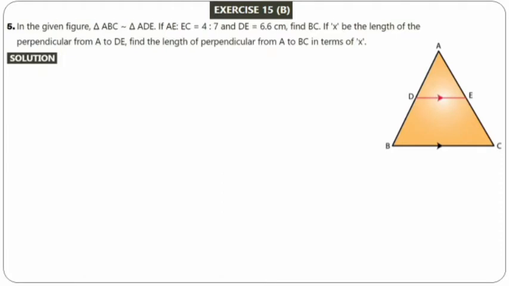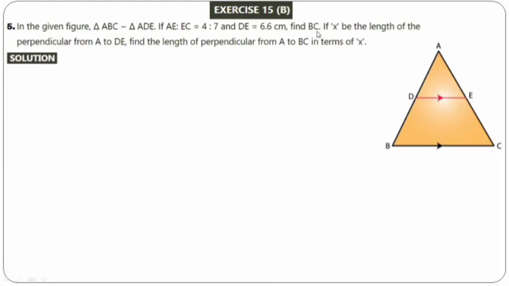All right, so let's have one more, the last question for the day, which says, in the given figure, triangle ABC and triangle ADE are similar. That is, this triangle and this triangle, they are similar. AE is to EC is given to be 4:7, DE is given to be 6.6.